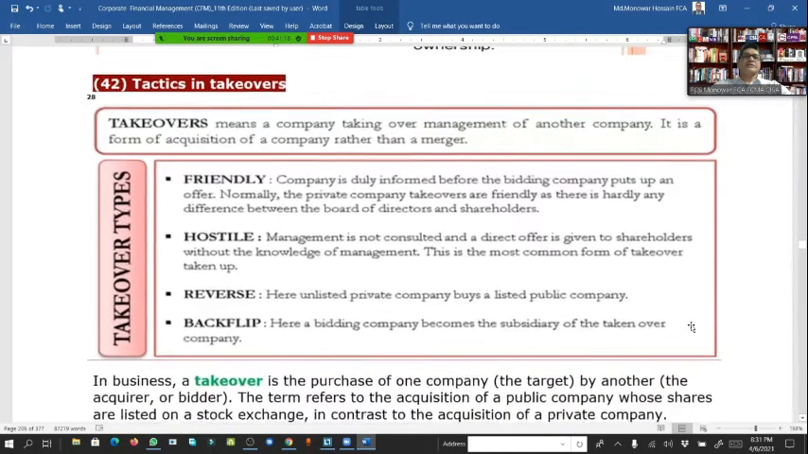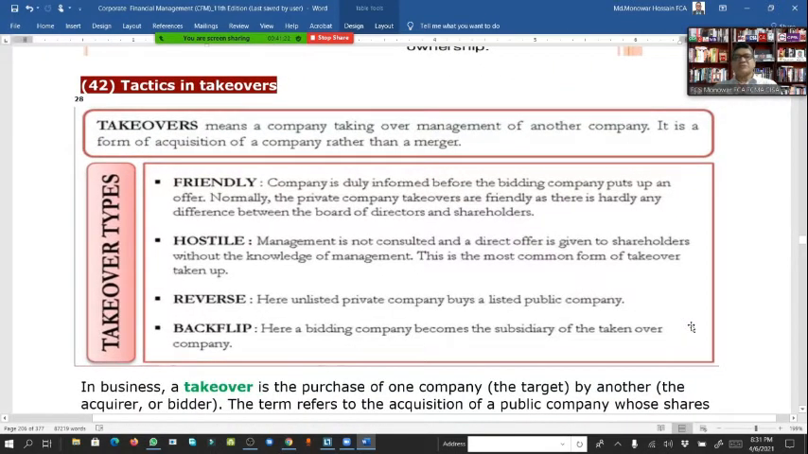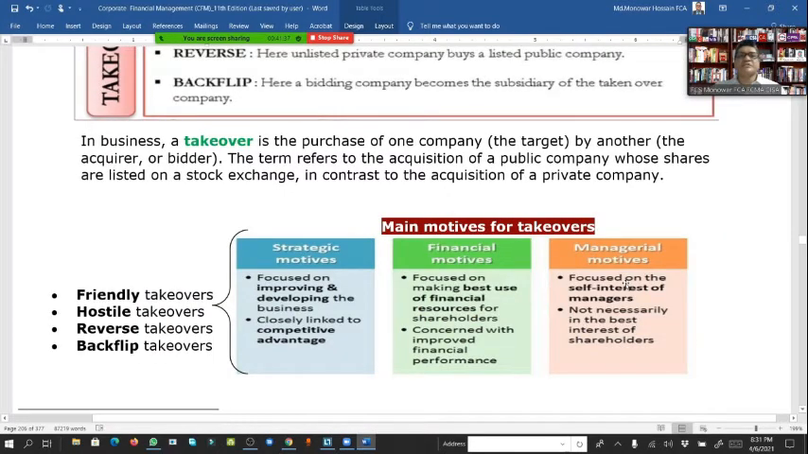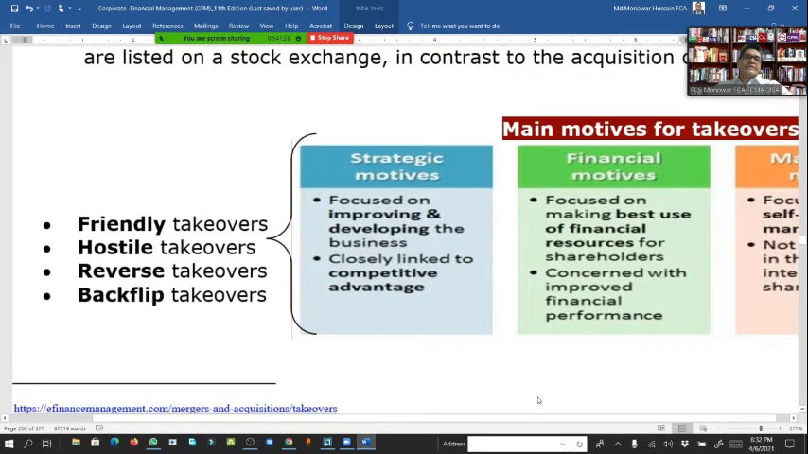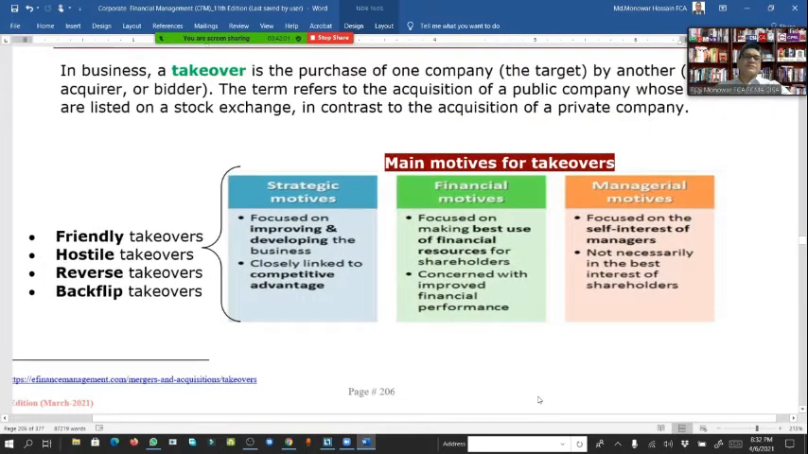So if we see here, takeover means a company taking over management of another company. It is a form of acquisition of a company rather than a merger. So takeover types are friendly, hostile, etc. Business takeover is a purchase of one company by another. The term refers to acquisition of a public company whose shares are listed on the stock exchange, as opposed to acquisition of a private company. And sometimes you can take over a company by buying the shares from the market. So friendly takeover, hostile takeover, backflip, reverse takeover, etc.